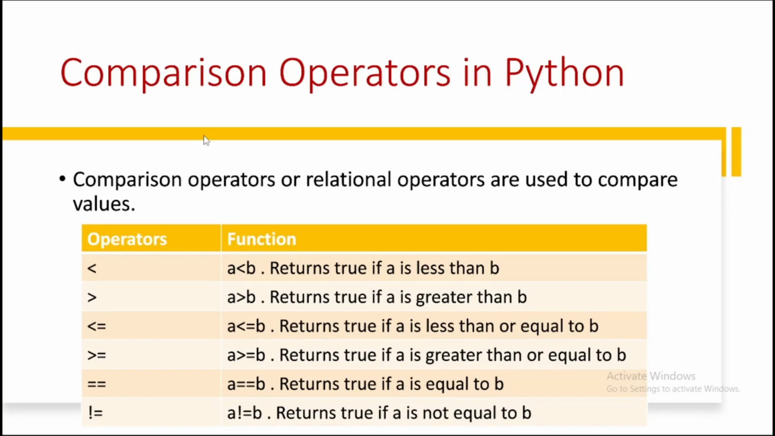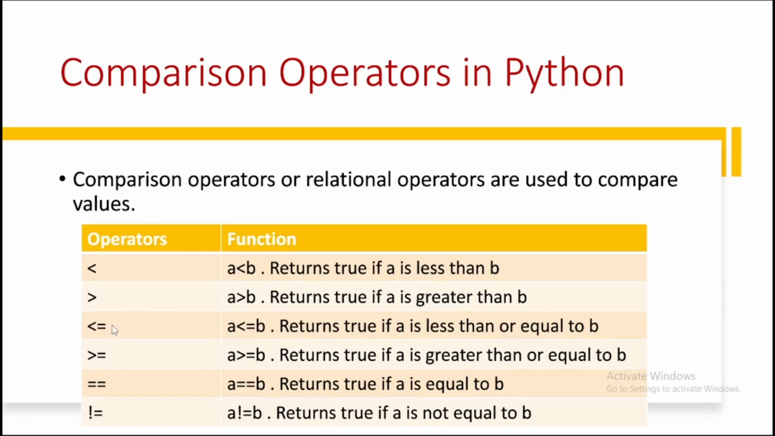Now let us learn about comparison operators. They are also called relational operators and are used to compare values. The different types are, this is less than. If you can see here, a less than b, it returns true if a is less than b. Here true will be a boolean value. And then greater than, as you can see, a greater than b, it returns true if a is greater than b. In all the cases, if it's not true, it will always be given as false.